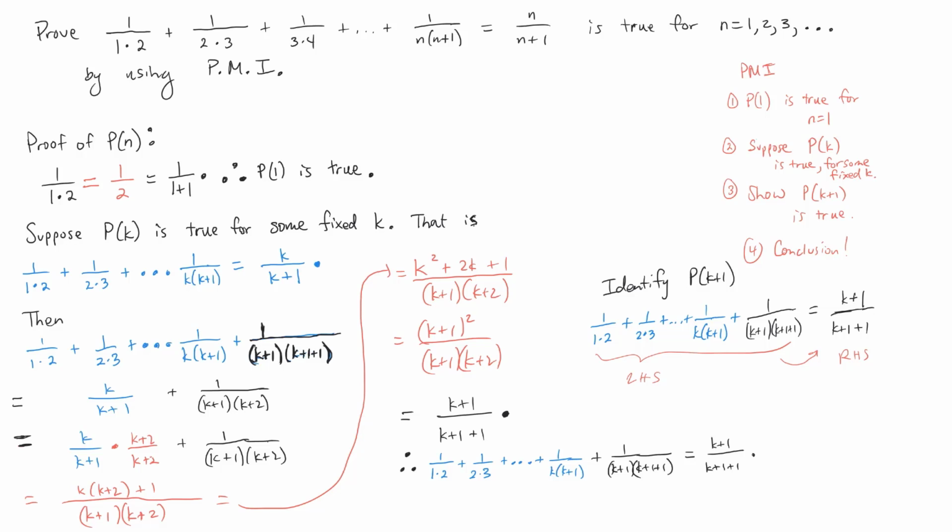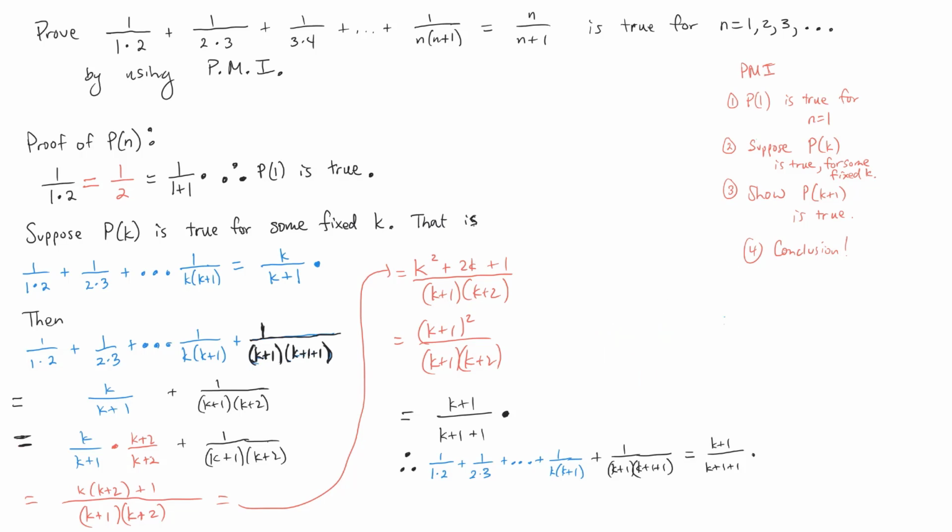Now I could erase this scratch work that I had. Remember, the scratch work was to identify P of k plus 1. In other words, you had to identify what you're trying to prove. I could erase this now. I don't need this anymore. It's not part of the proof. It was just scratch work. The final sentence is your conclusion.